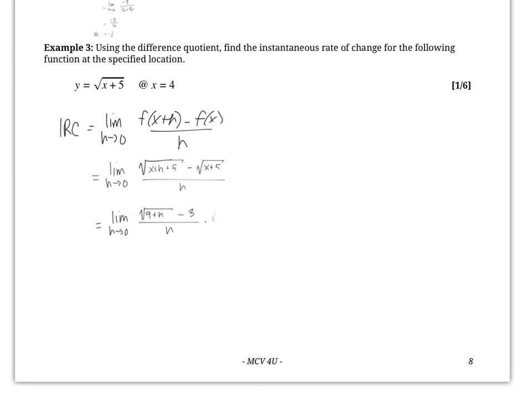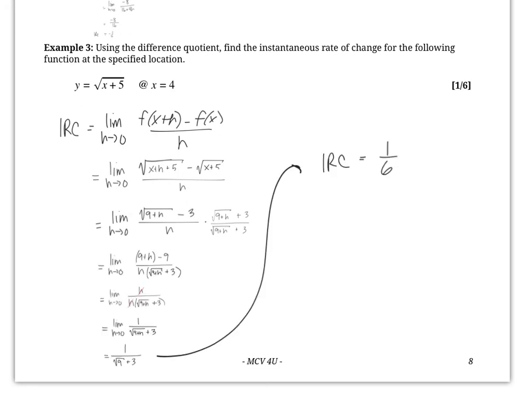The conjugate of that, instead of 9 plus h minus 3, it's going to be plus 3. All over, and then I have to do the same thing in the denominator, right? 9 plus h plus 3. So I'm multiplying by the conjugate in the numerator and the denominator. So I'm going to let you do the algebra here. Pause the video, do the algebra, and then you can check your answer with me at the end.